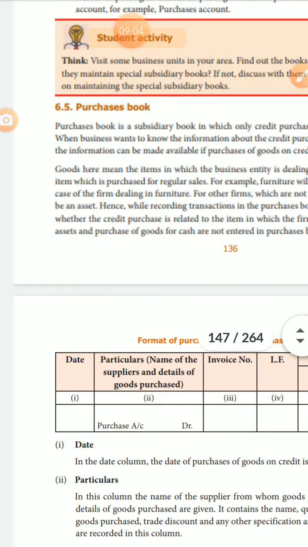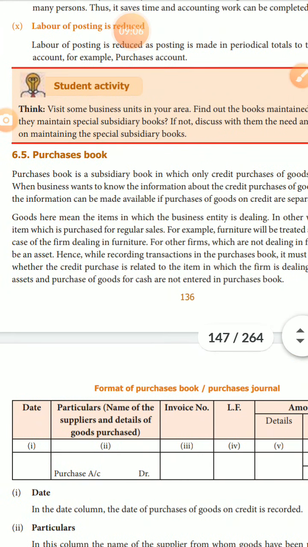Listen, students. Purchase book. Purchase book is a subsidiary book in which only credit purchases of goods are recorded. Credit purchase only you record. When a purchaser wants to know information about credit purchase of goods at a glance, the information can be made available if purchase of goods and credit are separately recorded.